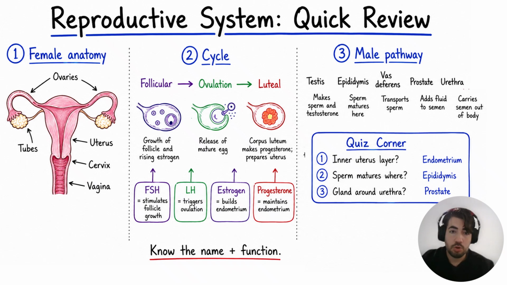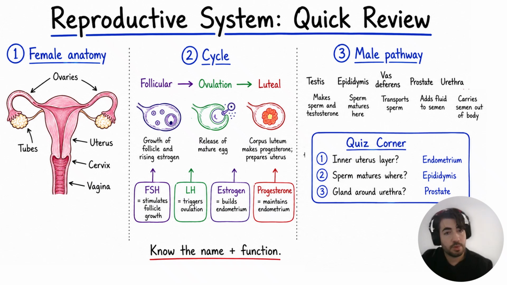So for the cycle, remember follicular, ovulation, luteal: FOL. FSH helps the follicle grow. Just remember F, FSH, follicle. Estrogen builds the endometrium, EE, estrogen endometrium. LH triggers ovulation. Progesterone maintains the endometrium after ovulation. Progesterone is the pregnancy hormone, PP. If there is no pregnancy, progesterone drops and menstruation begins.